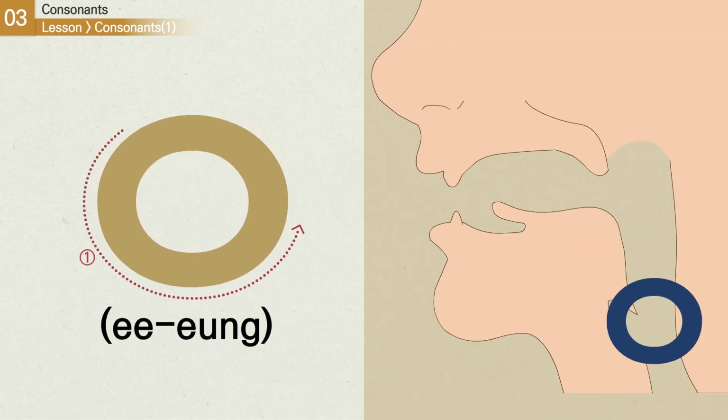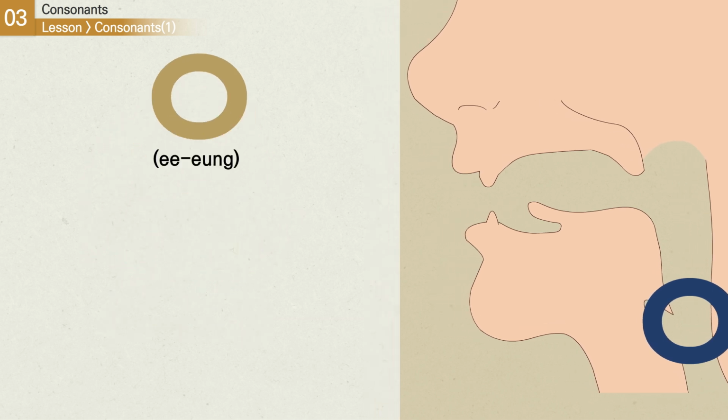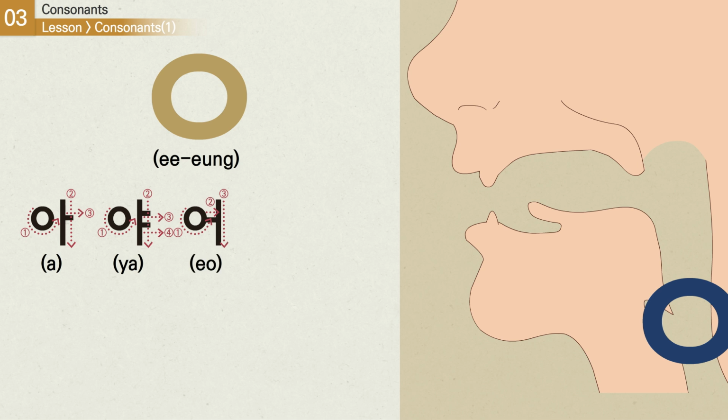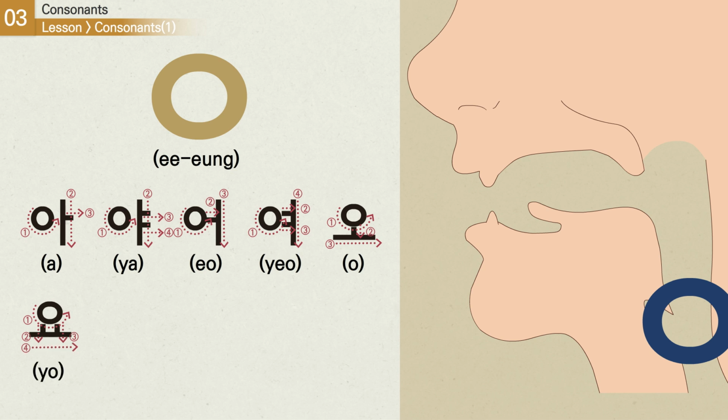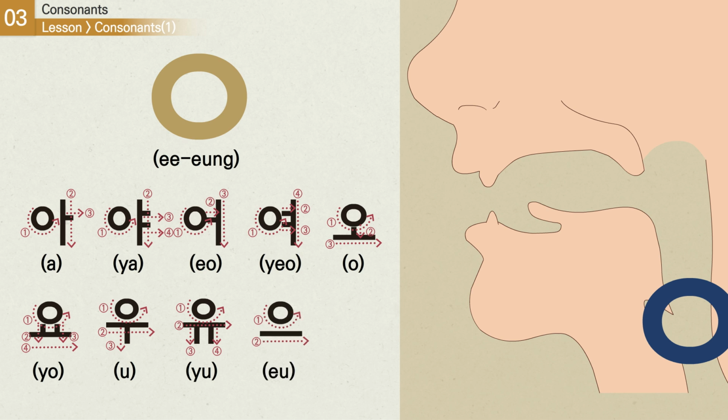The consonant iung comes from your throat. Your throat will make a shape resembling the shape iung. Listen carefully. 아, 야, 어, 여, 오, 요, 우, 유, 으, 이.